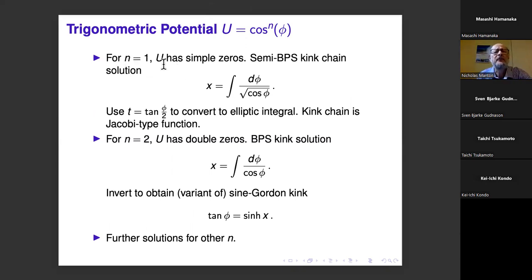Anyway, so for n equals 1, you get this integral, and that's a rather nasty integral, but it's another elliptic integral. So the kink chain is a Jacobi type function. It's actually a ratio of Sn and Cn functions. For n equals 2, it's simpler because you get this integral, x equals the integral of d phi over cos phi, and that can be integrated, and you can invert the solution to get tan phi is sinh of x. And this is an important example. This is a variant of the Sine-Gordon kink. So Sine-Gordon theory has a potential cos squared phi, or some shift of that.